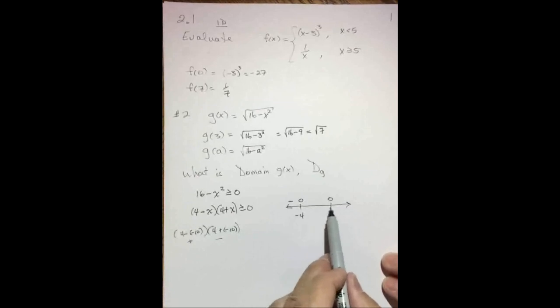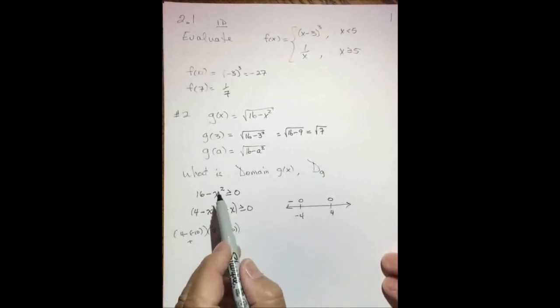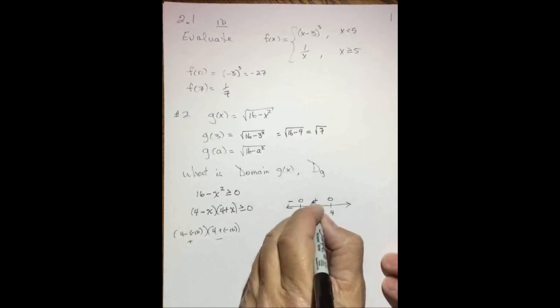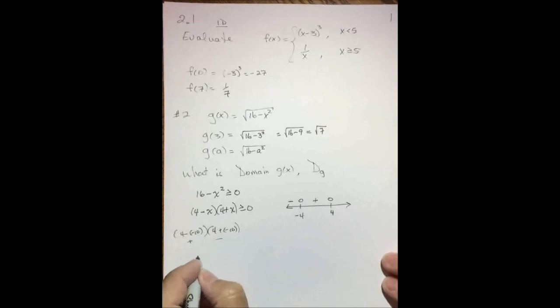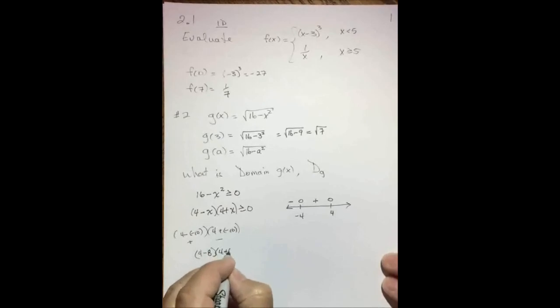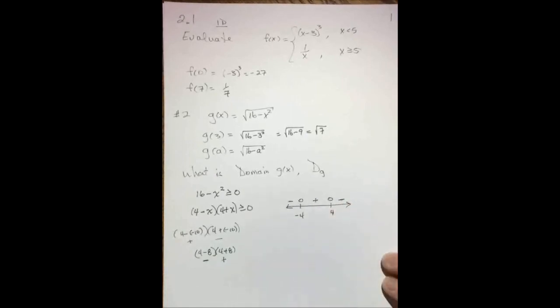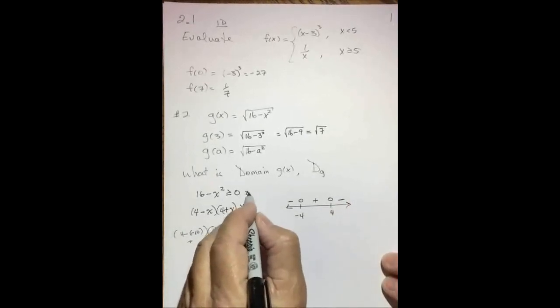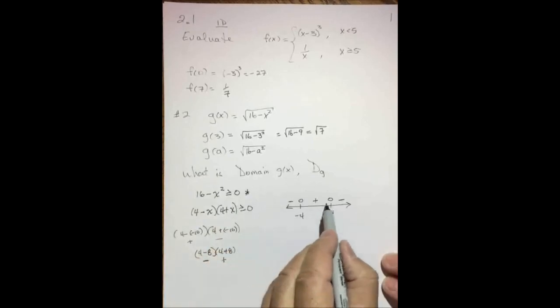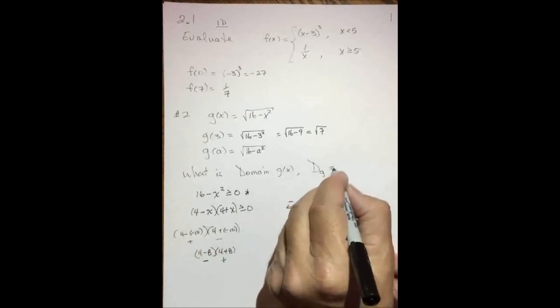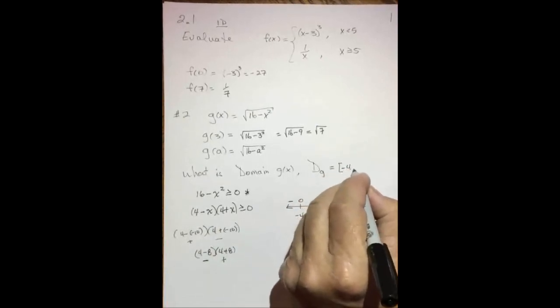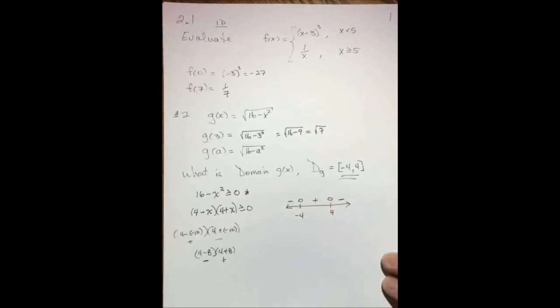Now let's pick a number between minus 4 and 4, 0. If you plug 0 in for x, you get 16, and 16 is positive. Now pick a number bigger than 4, like 8. And then we'll have 4 minus 8 times 4 plus 8. 4 minus 8 is negative, 4 plus 8 is positive, so the product is negative. Now the question was, what numbers can I plug in and get greater than or equal to 0? Well, that's going to be where the plus sign is and where the zeros are. So the domain would be the interval from minus 4 to plus 4. That's the domain.